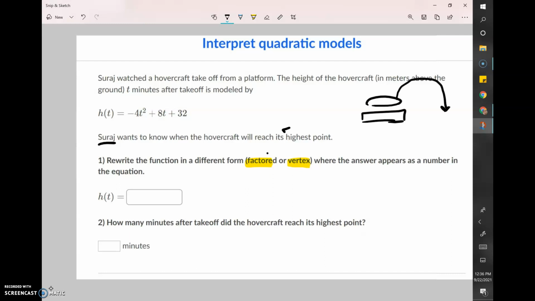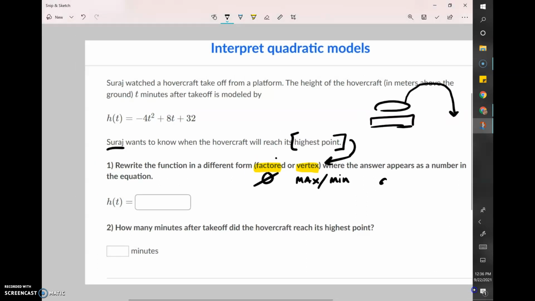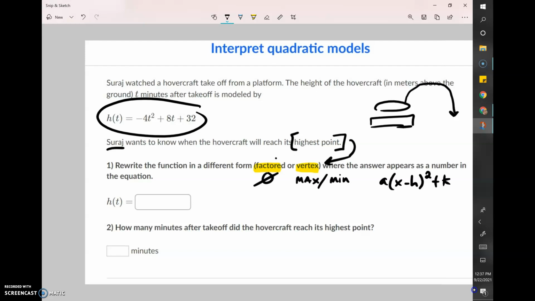So Sergey wants to know what the highest point is, and we know that factored form has to do with zeros, and vertex form has to do with the max or the min. When we think about the highest point in relationship to these two things, it relates more to the max or min than it does to a zero. So we want to write our answer in vertex form, which again is a times x minus h squared plus k.